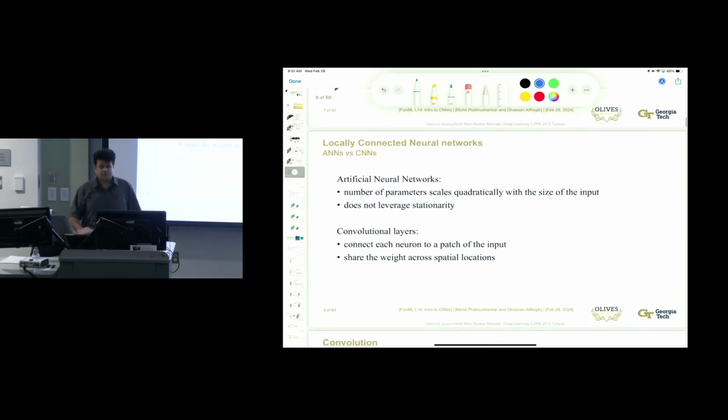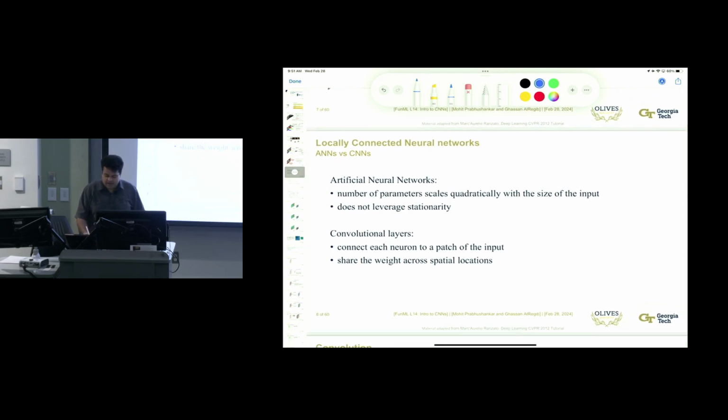filters. So what is different between ANNs and CNNs? For artificial neural networks, the number of parameters, as we already saw, scales quadratically with the size of the input, and the idea of stationarity or spatial correlation is not maintained within ANNs. But in CNNs, which are convolutional neural networks, we connect each neuron to a patch of the input and we share their weights across different spatial locations. This is essentially the main difference between ANNs and CNNs.